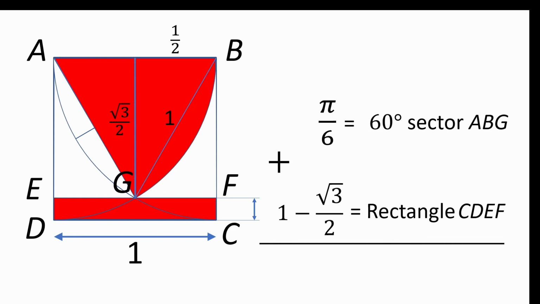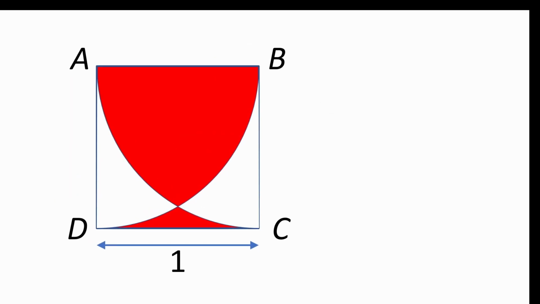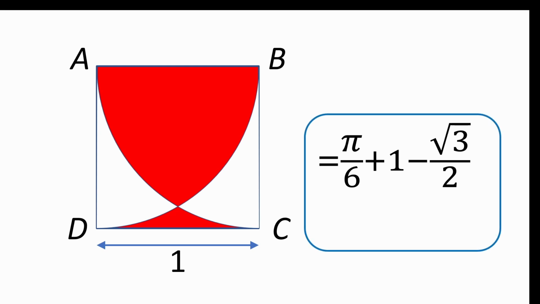When we do, we arrive at our answer. And there you have it. The goblet-shaped region has an area exactly equal to pi over 6 plus 1 minus root 3 over 2. That comes out to approximately 0.658, or about 2/3 of the area of the square.